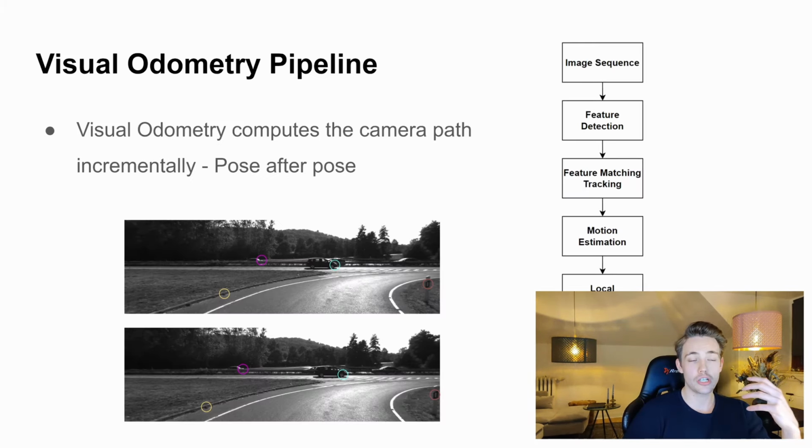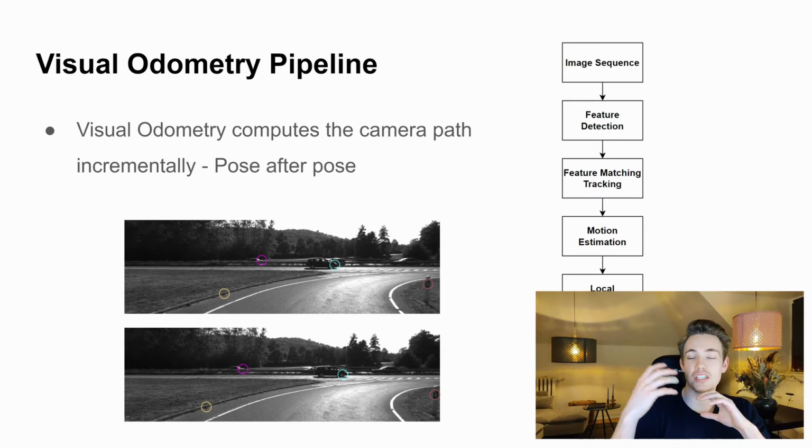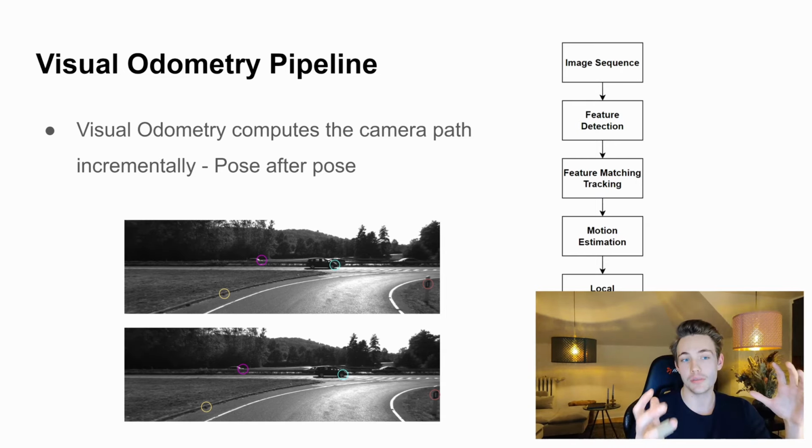So here we can see the visual odometry pipeline. First of all, we have an image sequence. In this video we're using a monocular camera, so we just have one single frame, and then we take the next frame, and that gives us this image sequence. Then we're going to do feature detection on both of our images. So we have one image, and then the next image as well. Then we do feature detection on both images.